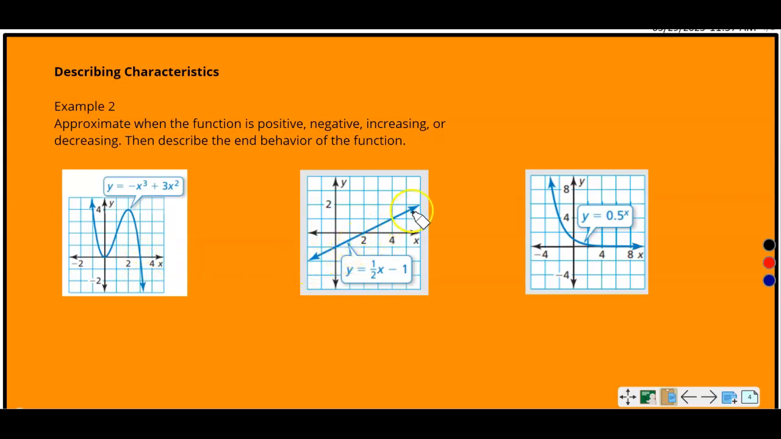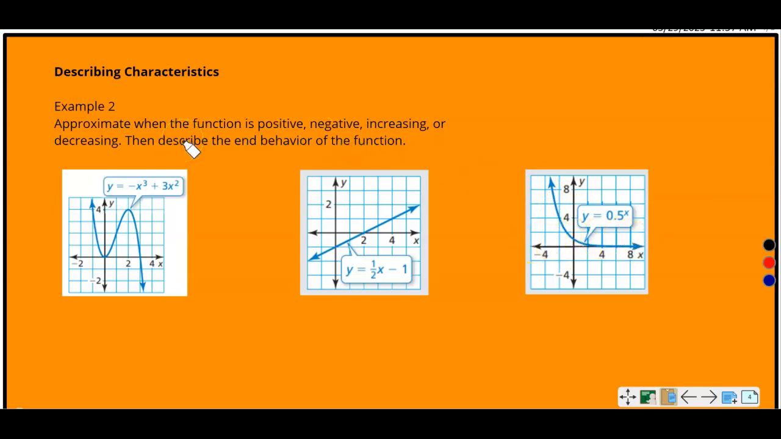This one is increasing the entire time. So it's negative, then positive, but the graph is always increasing. All right, this one is always positive because it's above the x-axis, but this one is always decreasing because it's going down. So this one is decreasing across the whole x, from negative infinity to infinity.